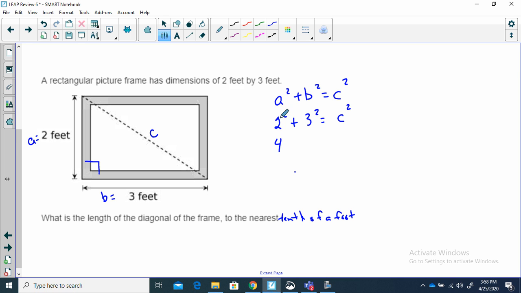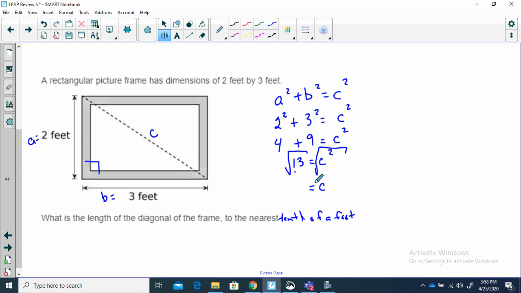2 squared is 4, so I'm going to substitute 4 in place of 2 squared. 3 squared is 9, so I'm going to substitute 9 in place of 3 squared, and I'm looking for c squared. 9 plus 4 gives me 13 is equal to c squared. I'm looking for c, not c squared, see? So I need to find c. The opposite of squaring something is to take the square root. What I do to one side of an equation, I have to do to the other side on that equal sign. So I've taken the square root of both sides. C is equal to, now we need to find the square root of 13.